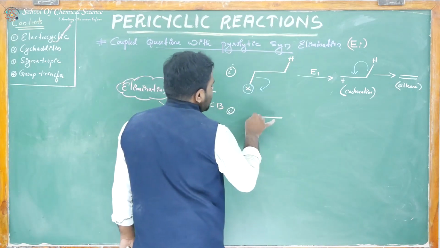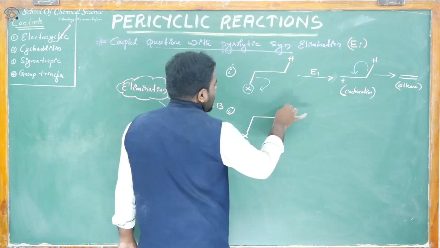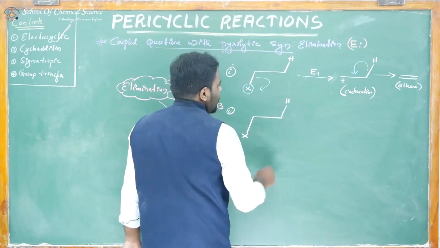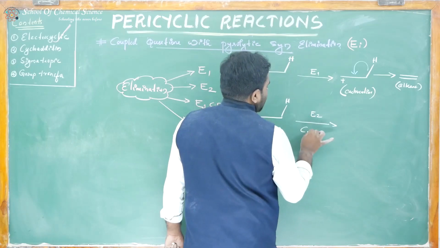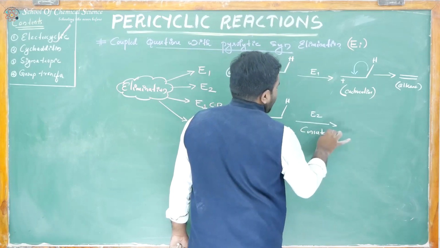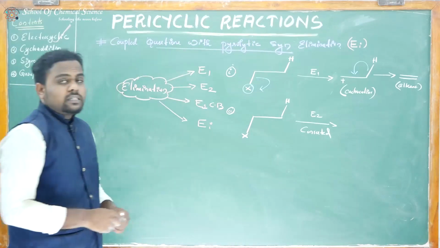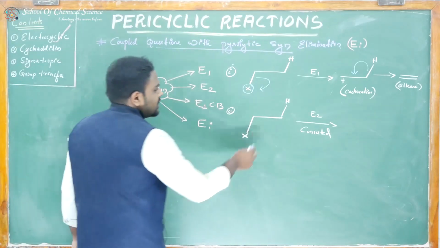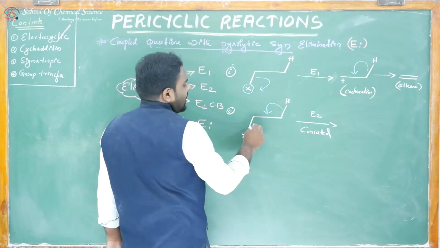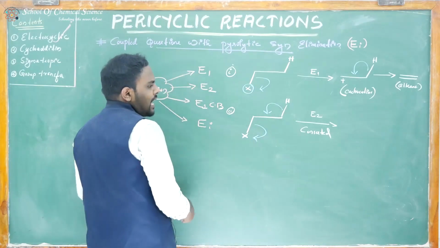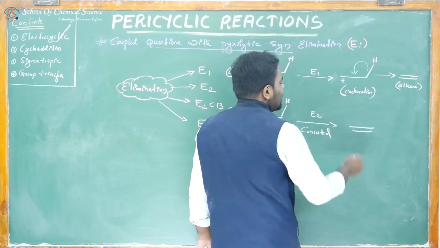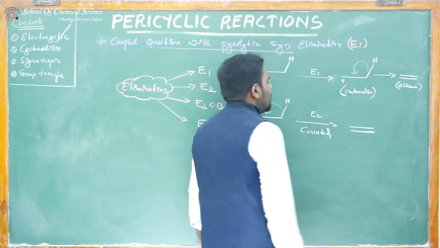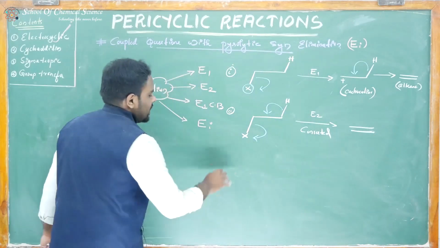In E2 elimination, suppose this X is the leaving group and this is the hydrogen. E2 elimination is concerted, that means a single step reaction. This bond is shifted towards this side, and at the same time this halogen is eliminated. So in one step, an alkene is formed.